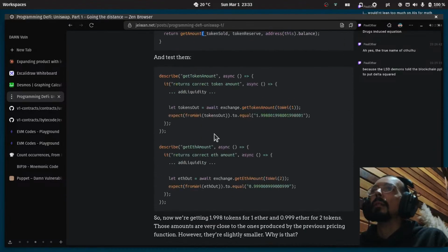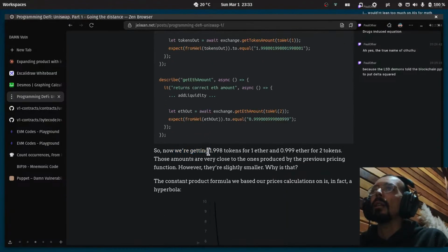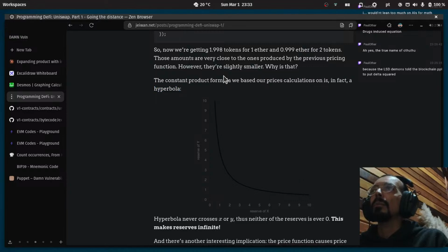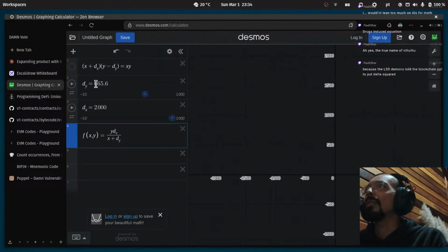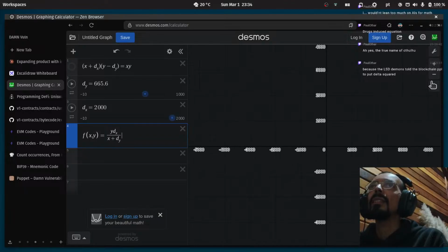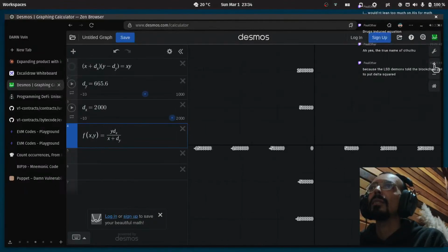And they did a test. So now we are getting 1998 tokens for 1 Ethereum and 0.999 Ethereum for 2 tokens. These amounts are very close to the ones produced by the previous pricing function, however they are slightly smaller. Why is that? The constant product formula we base our price calculation on is, in fact, a hyperbola. So that's the curve. That's why I'm trying to put the formula here to see it as a curve.